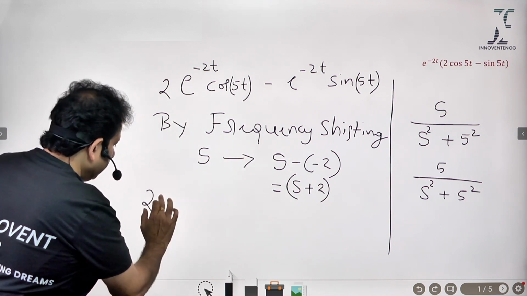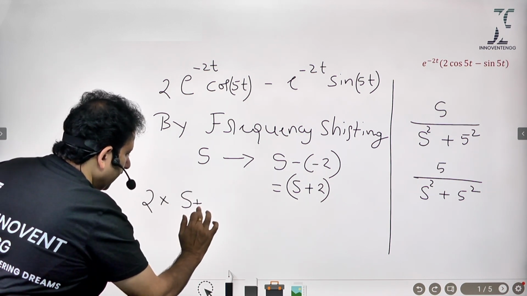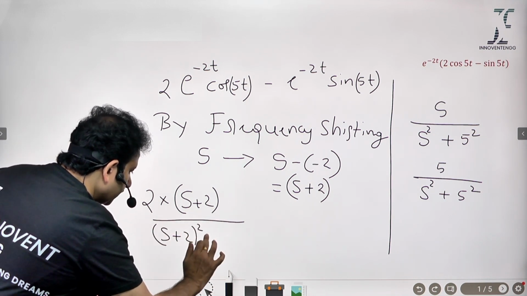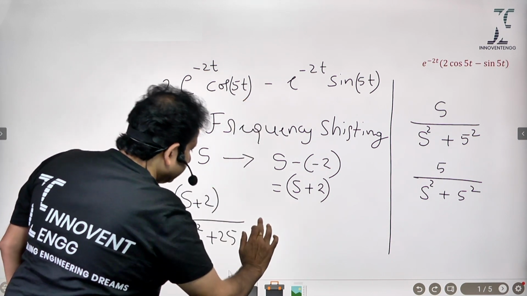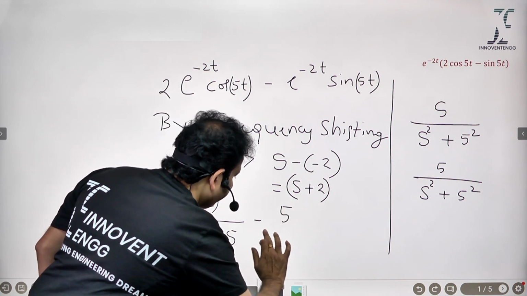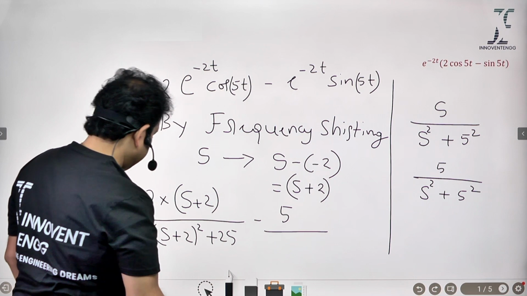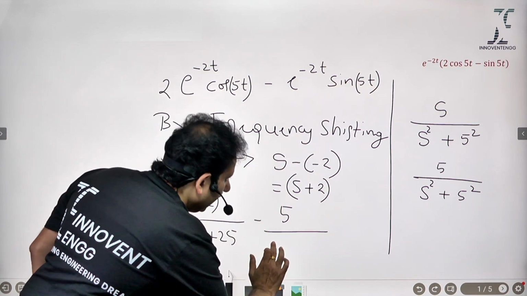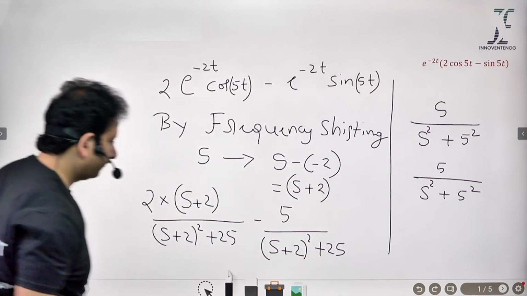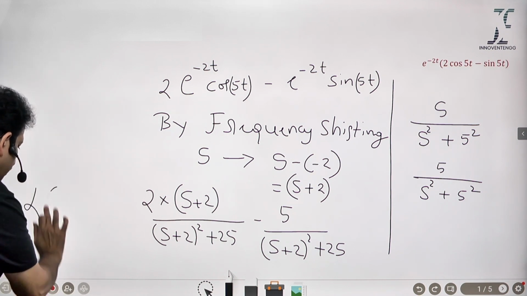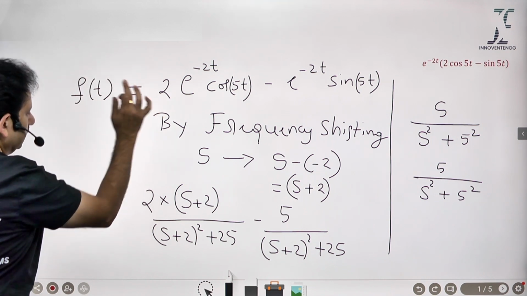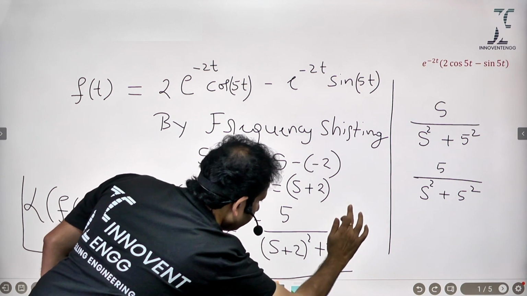So now s is going to be replaced by s plus 2, and in the denominator also s is going to be replaced by s plus 2, whole square, plus 25, and the minus sign as it is. Here it is just 5, so fortunately there is no s in the numerator, and there is no constant, there is only one term. Then here s is going to be replaced by s plus 2 and then of course 25. So this is the Laplace transform of f of t. If I call this f of t, this is the Laplace transform of f of t.